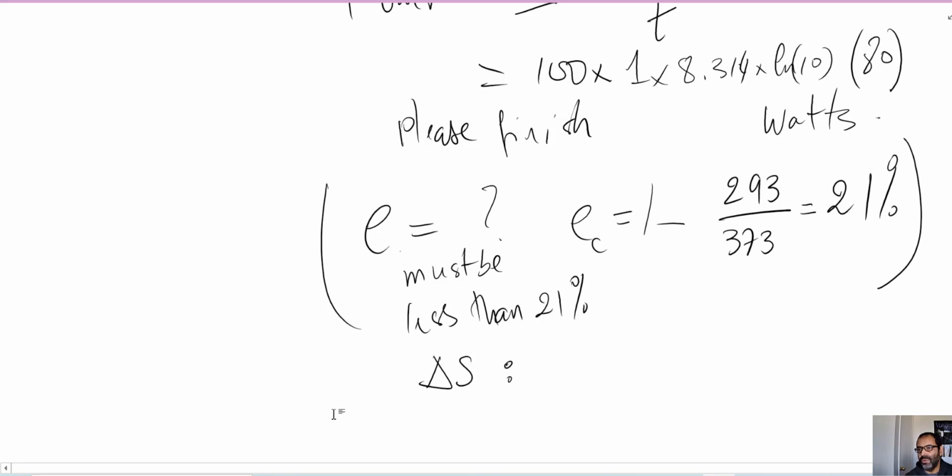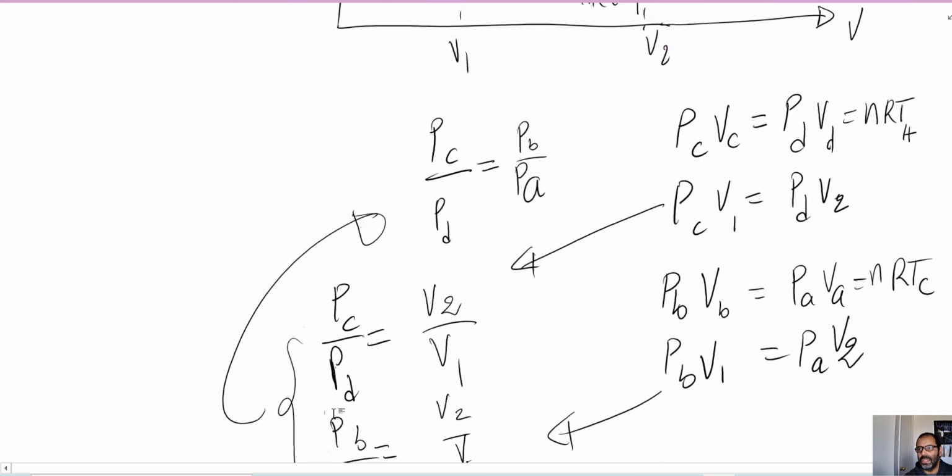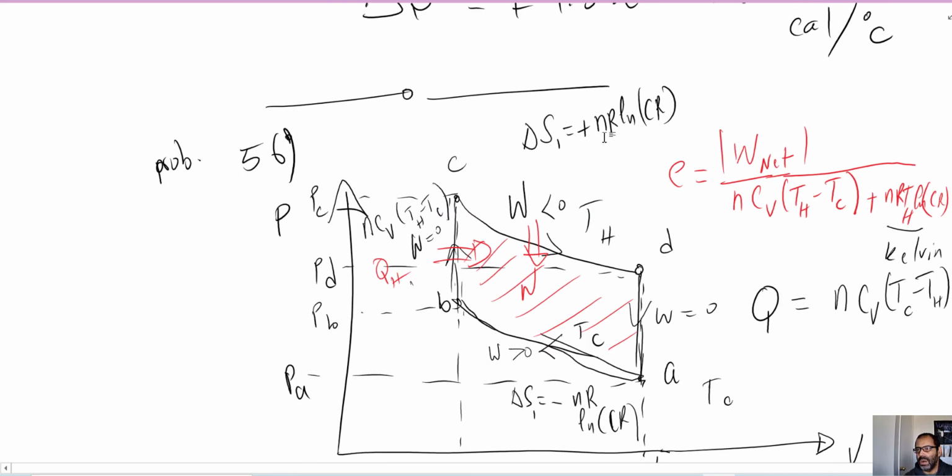The reason why I took Q over TH in this case is because I know that the temperature is constant. So when I integrate, the T comes out, so it's just going to be the total Q. So dq over T in an isothermal process comes out of the integral because T is constant. So it's just going to be Q over T. In this case, T is TH, and I had TH in here, so it cancels. That's why I wrote it this way.